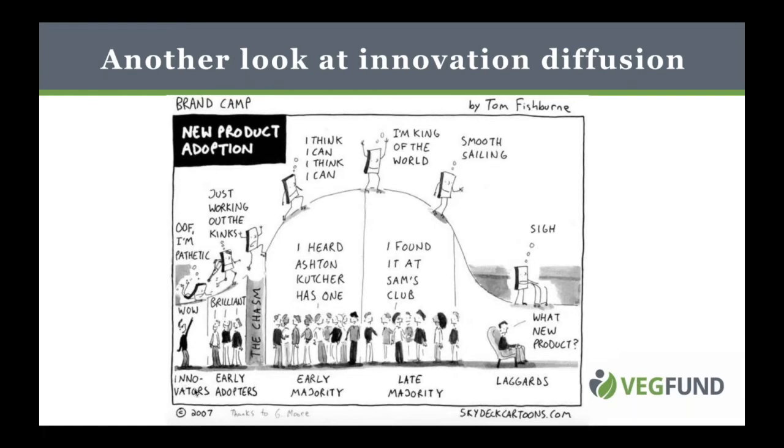But what we risk in the vegan sector at present is, you see the chasm here means that some innovations never really take off. Some innovations never reach Ashton Kutcher. You can tell this is really old because I never hear about Ashton Kutcher anymore. At any rate, some innovations never take off, and the innovation falls in the chasm. So we hope that's not where we are.